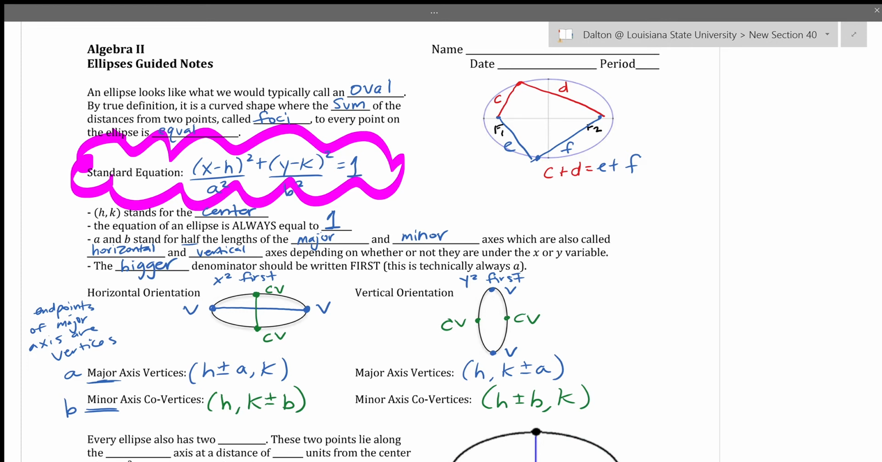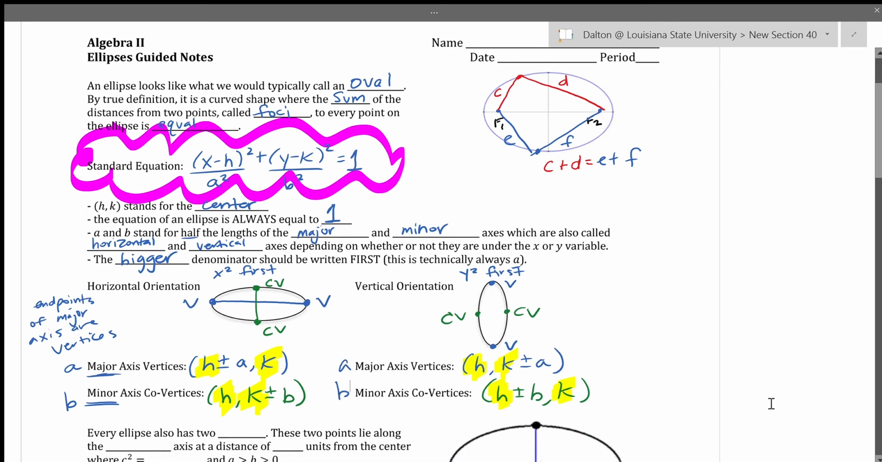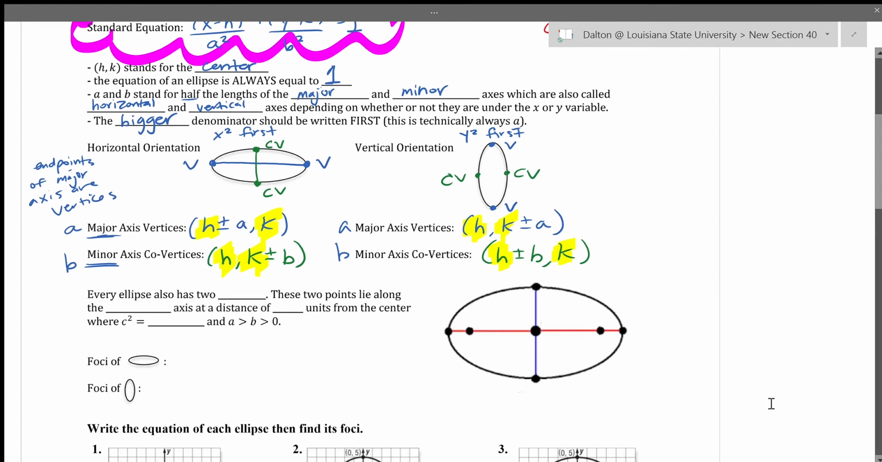And here's what you need to recognize. Notice that all four of these coordinate points have h and k. So everything is based off of the center point of your ellipse. And then you're either adding or subtracting a or b depending on the direction. Again, major is the bigger direction, so major is always associated with a. Minor is always associated with b. So we'll practice that in a few minutes. Last thing to talk about before we do an example is that every ellipse has 2 foci.